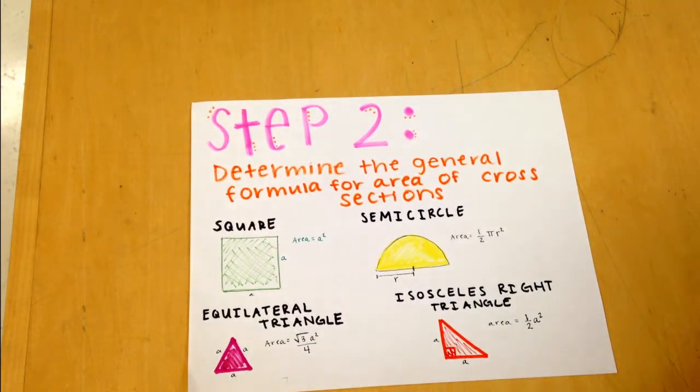Step 2. Determine the general formula for the area of your cross-section. So, depending on your cross-section, you're going to plug in the side for that formula. For example, the area for a square is the side squared. Area of a semicircle is the radius squared times 1/2 pi. And also use formulas for equilateral triangle and isosceles right triangle.